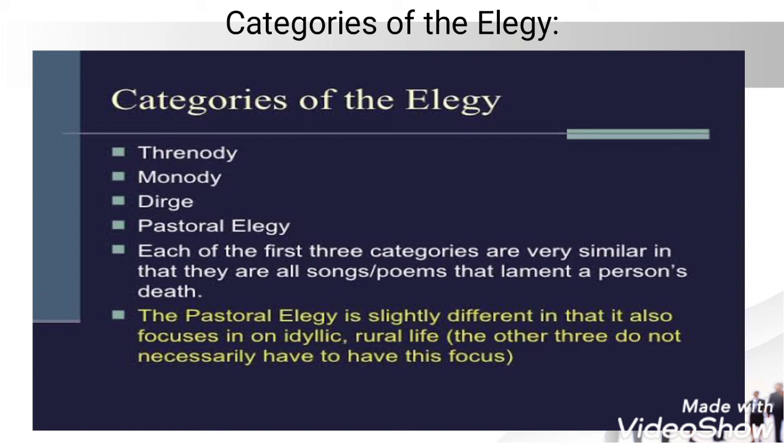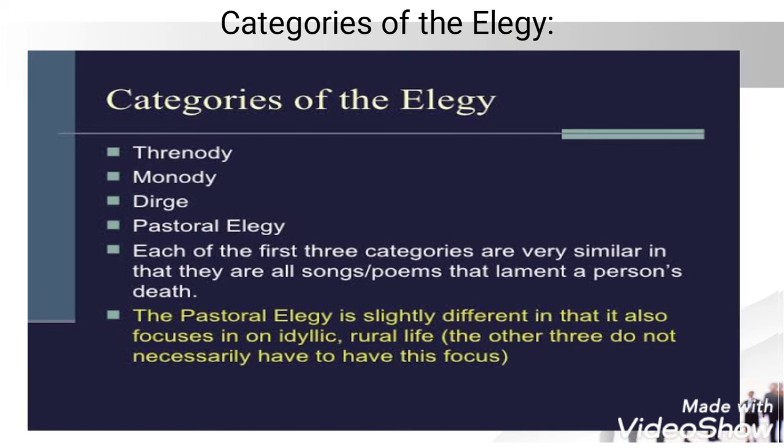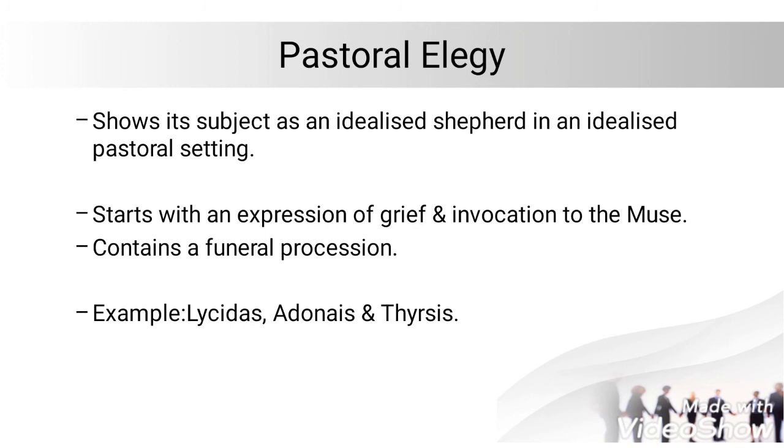Now let's come to a very important type of elegy called pastoral elegy. It represents its subject as an idealized shepherd in an idealized setting. Keep in mind, idealized, there is an idealization, and there is a shepherd. It begins with an expression of grief and invocation to the muse. Muse is a goddess of poetry. It shows the inevitability of death and decay.